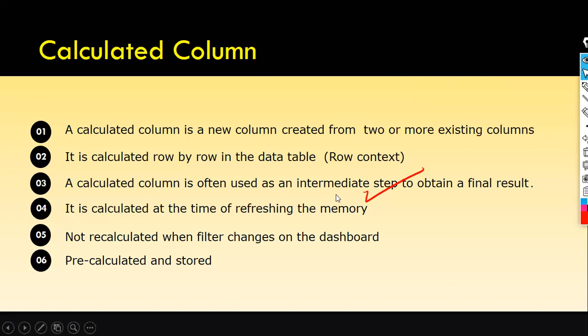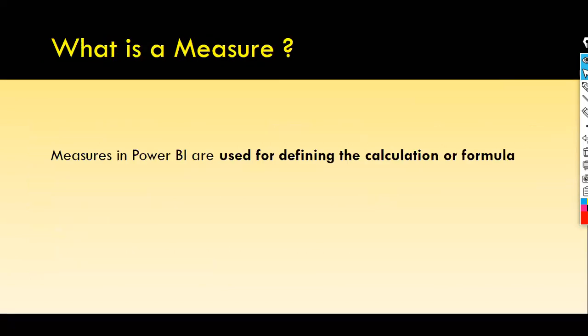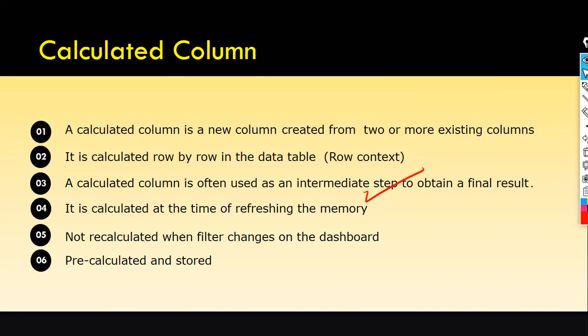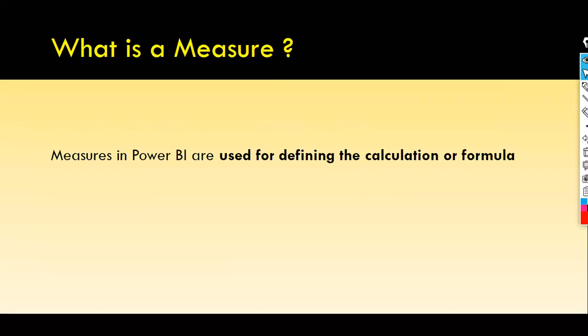Okay, and in other scenarios, for example, in your slicer, if you want to use a column to apply filters on your report page, that column should be there in your data set. If that column is not there, you need to create a new column, a calculated column. So these are the scenarios where you need to use the calculated column. Remember that the data for the calculated column is stored in the xVelocity in-memory database.